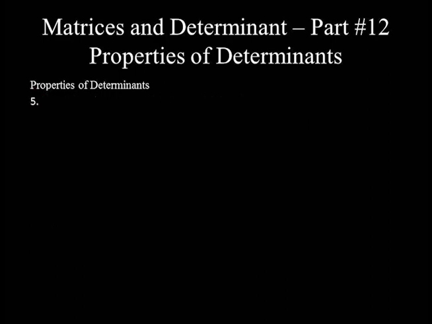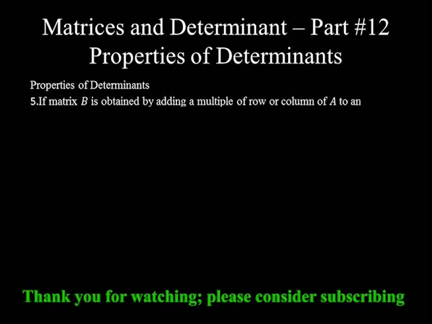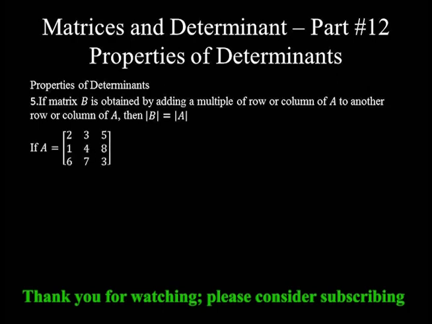The fifth property: if matrix B is found by adding a multiple of a row or column of matrix A to another row or column of matrix A, then the determinant of matrix B equals the determinant of matrix A. If matrix A equals this 3 by 3 matrix and matrix B equals this 3 by 3 matrix, then the determinant of matrix B equals the determinant of matrix A.